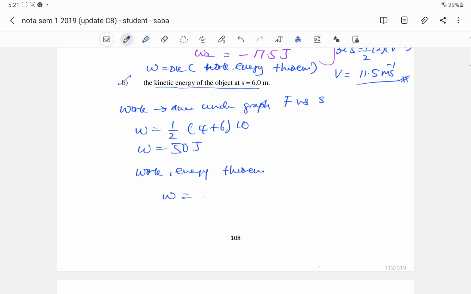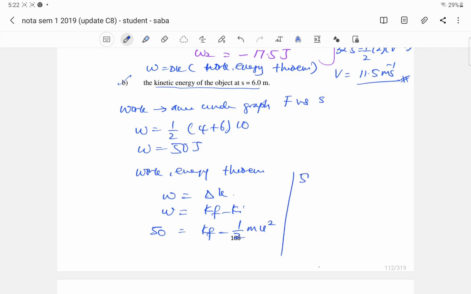So we have W equal to delta K. W equal to half m v squared minus half m u squared. Here delta K is K final minus K initial. Work done is 50. K final is K final, and K initial is half m u squared.